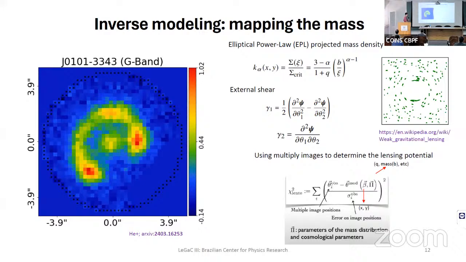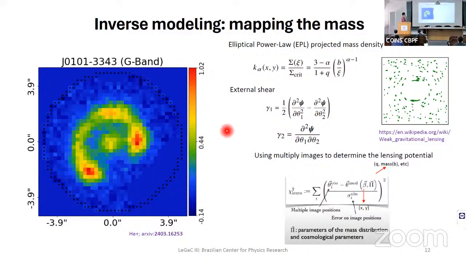So just to give you a pictorial view on how the modeling works. For example, I'll be talking about what they call point source modeling. This is a technique that was essentially used in the early 2000s. So the idea is to use these bright pixels in each of the multiple images.